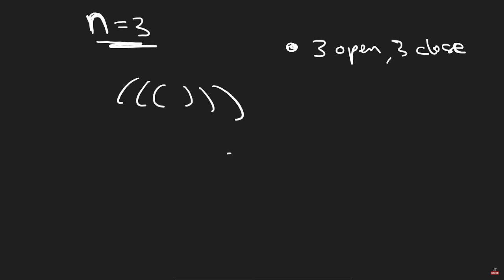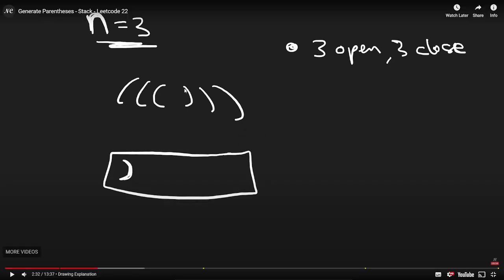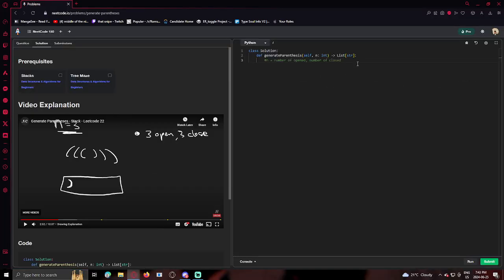So let's say so far I'm empty, right? We're empty. Can I start out with an open parenthesis? Yes, I can. But can I start out with a closing parenthesis? No. Another thing we know is that n is the number of open and the number of closed. The number of closed has to be less than or equal to the number of open.